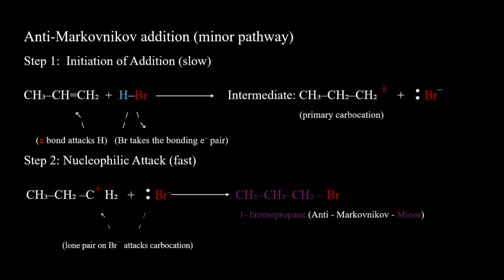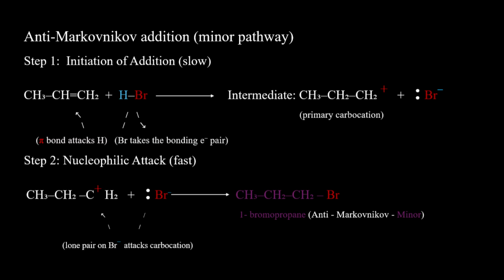Now for the minor product, the anti-Markovnikov pathway. In this case, the hydrogen adds to the middle carbon instead. That forms a primary carbocation on the end carbon. Primary carbocations are much less stable, so this pathway is unfavorable. Then, in the fast step, the bromide ion attacks that primary carbocation, giving us 1-bromopropane as the minor product.